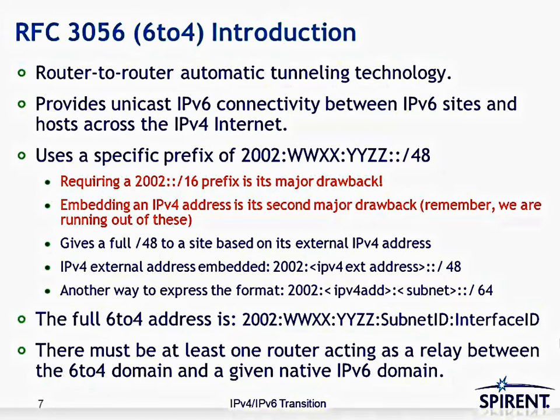So another way to express that is 2002: the IPv4 address, the 16-bit subnet, : /64. So the full 64 address looks something like 2002:wwxx:yyzz:subnet ID:interface ID. And finally, there must be at least one router acting as a relay between the 6-4 domain and a given native IPv6 domain.